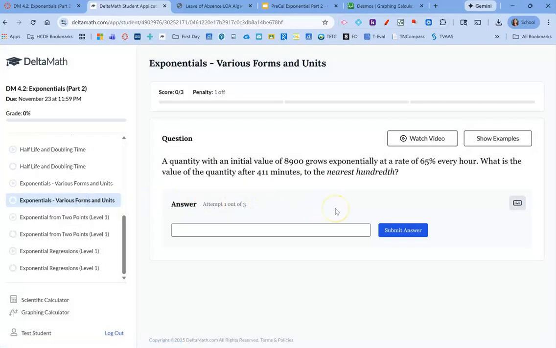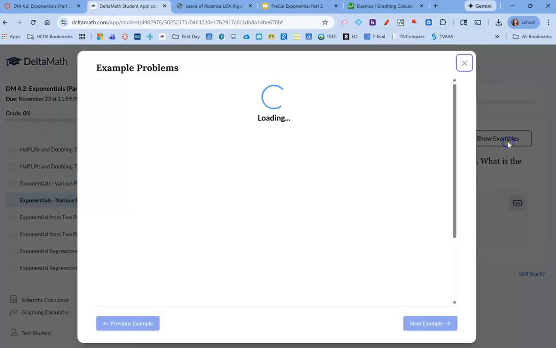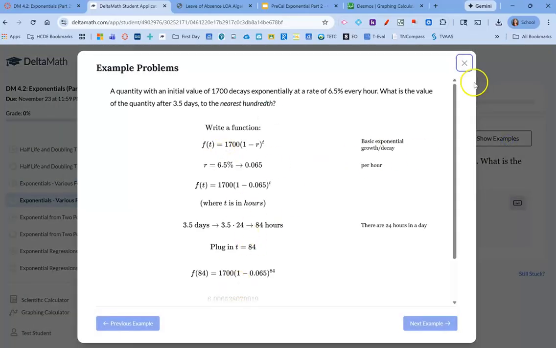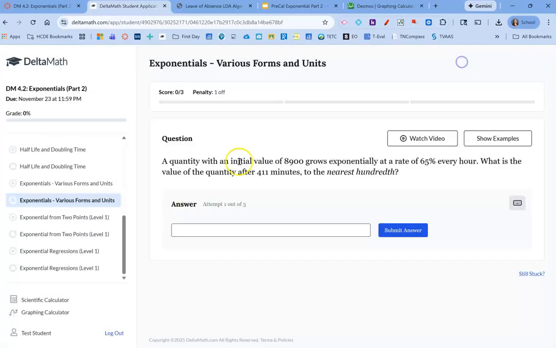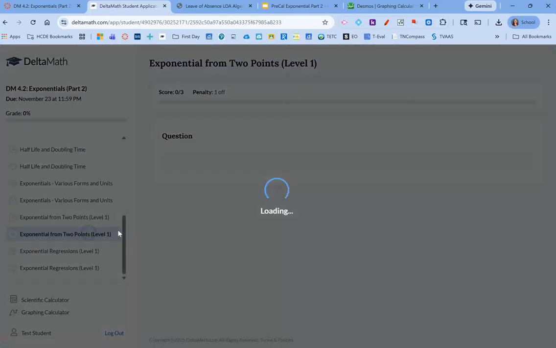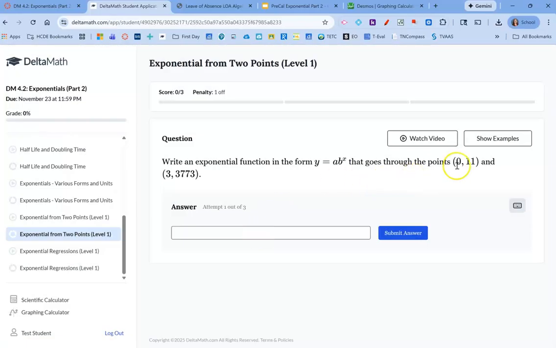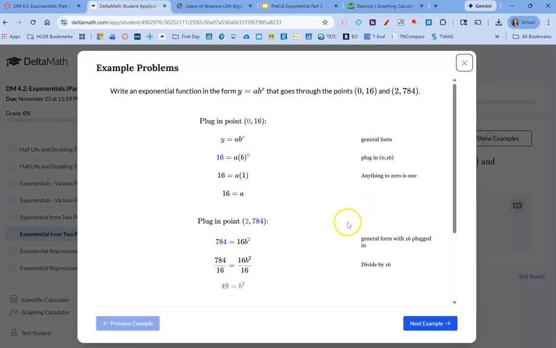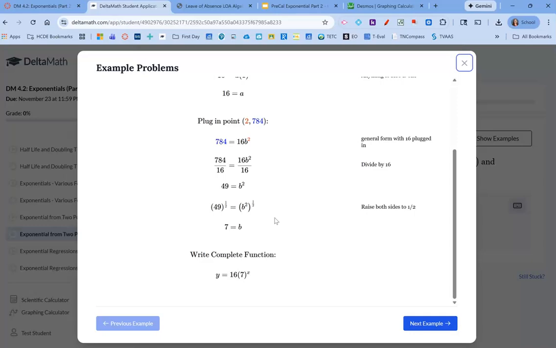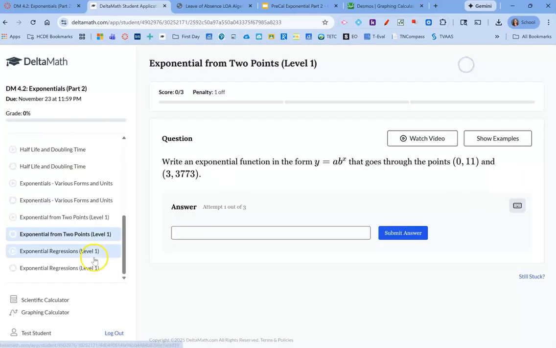Okay, on this one, various forms and units, very similar. Again, if you want to see an example, you'll watch the video, but if you want to see an example, there's examples in the formulas that you might need. When you get to exponential between 2 points, so you have 2 points here, this is the form you want to type it in as. So based on these 2 points, you want to come up with the equation. So using the 2 points, you can identify the common ratio. You can kind of plug in what you know, solve for what you don't, and then kind of go from there. So again, you can watch the video on that.